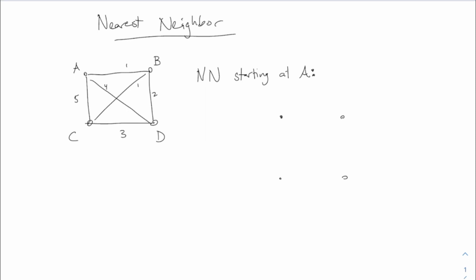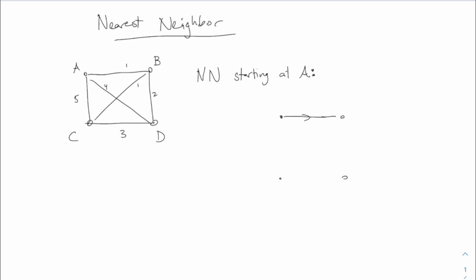I have to start at A, and from A I have three choices, right? I could go 1, the 4, or the 5. I choose the 1. This is the idea of the nearest neighbor algorithm. You choose the cheapest legal choice in each step, where legal means you can't make a sub-circuit or a three-way intersection or something like that. So anyway, that's the first choice.